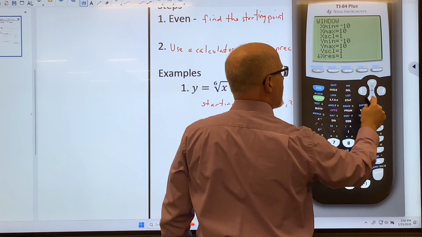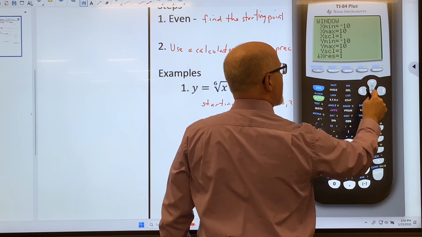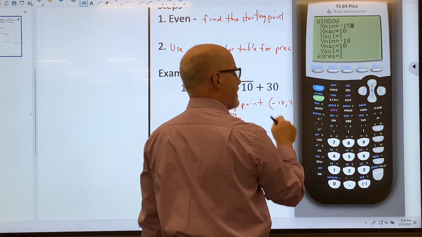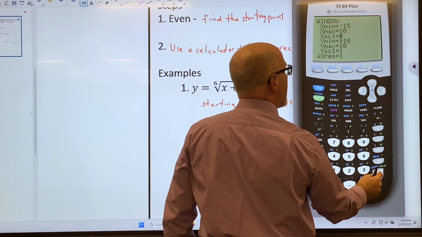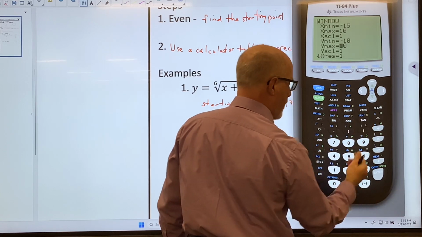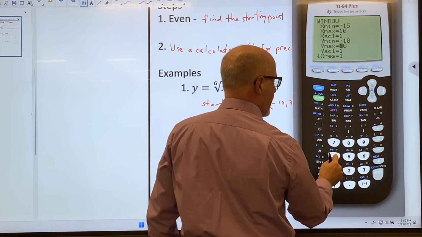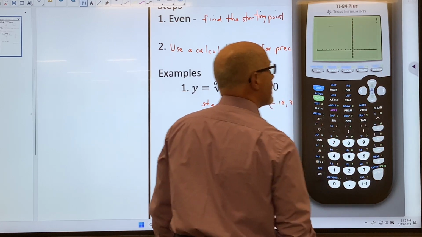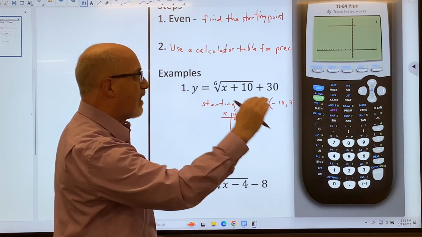We'll change our window, we'll keep the negative, let's go maybe -15 because it starts at -10 here. And then let's go y max, let's go all the way up maybe to 40 and see what our graph looks like. So there it is, very flat.